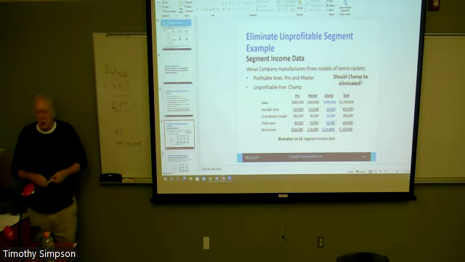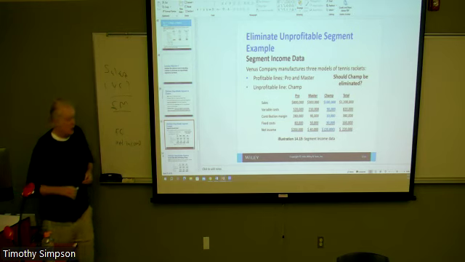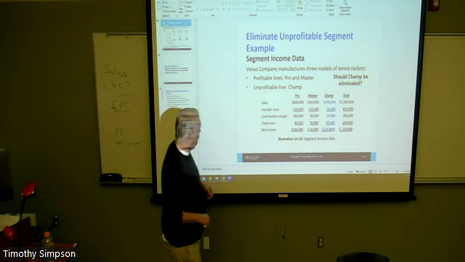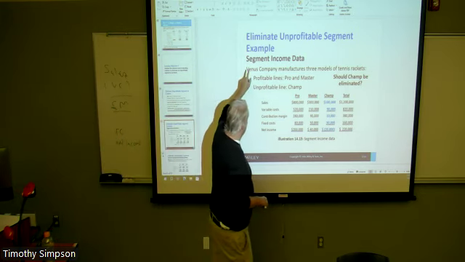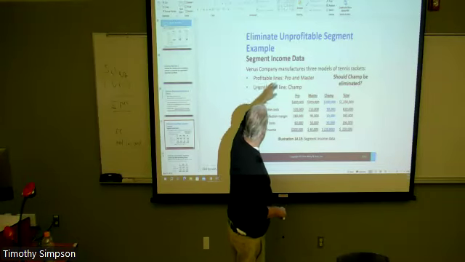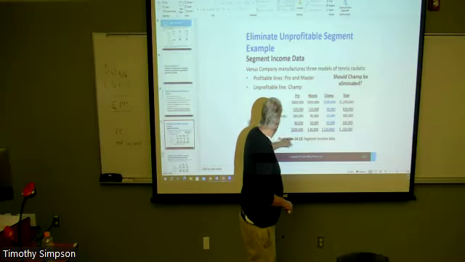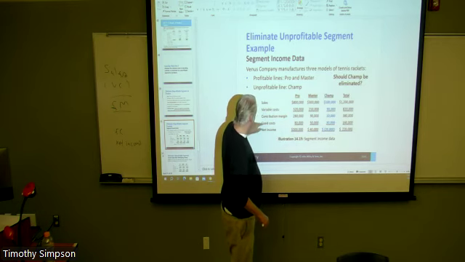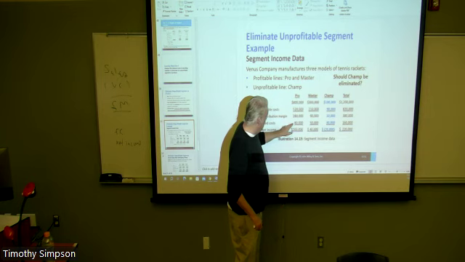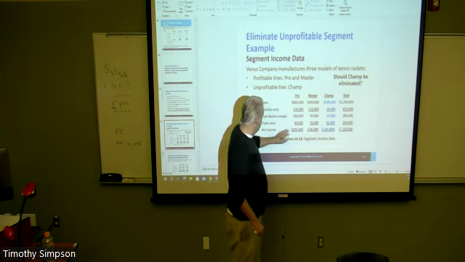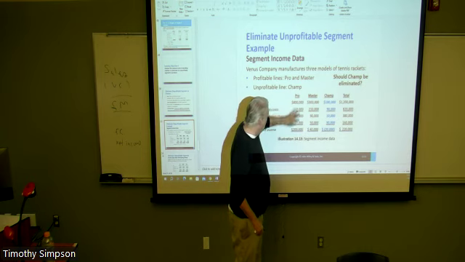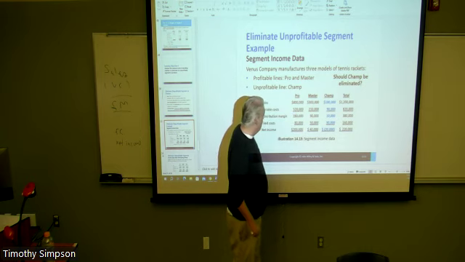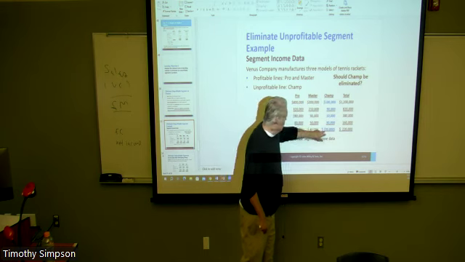Okay. All right. Here's an example. Venus Company manufactures 3 models of tennis rackets. I really like this example. I don't know why, but I do. They have profitable lines: the Pro and the Master. The net income attributed based upon the costs which we have assigned to them, 80,000 and 50,000 to each of these lines, contributes to net income of 200,000 for the Pro model and 40,000 for the Master model. The Champ model is losing money.